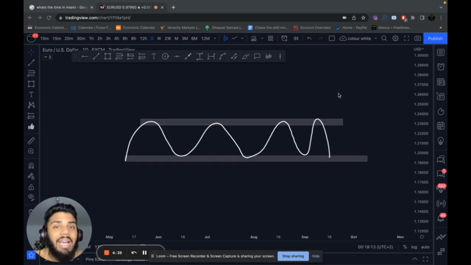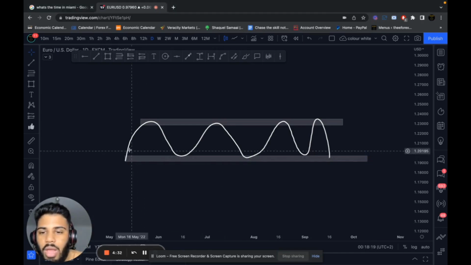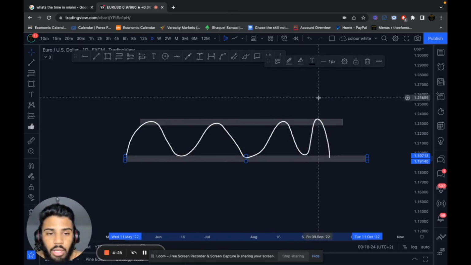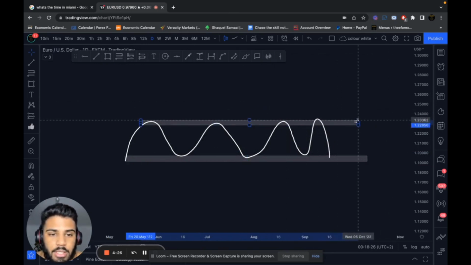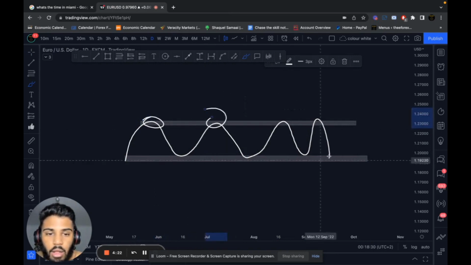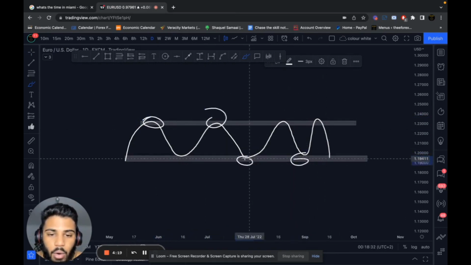Support can be broken and turn into resistance, and resistance can be broken to turn into support. So what is support? For instance, wherever price is, anything below it is going to be your support, and anything above it is your resistance. When the market comes to resistance, we can sell. When the market comes to support, we can buy.